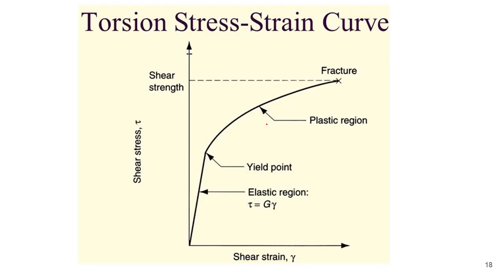If you see, this is the plastic region, initially this is the elastic region, and here the fracture occurs. The shear stress corresponding to the fracture is what is called the shear strength. And that shear strength we can find out from the torsion test.